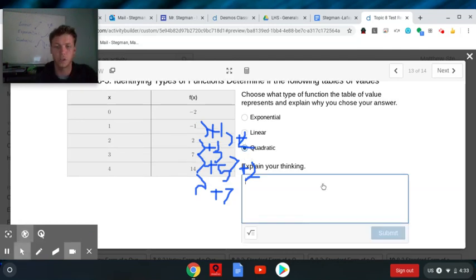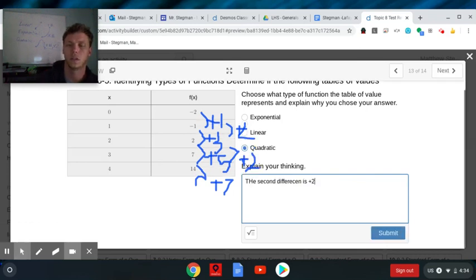So explain your thinking. The second difference is +2. So that's essentially what we're looking for on the table of values. The second difference is +2. All right, so we're going to submit that.